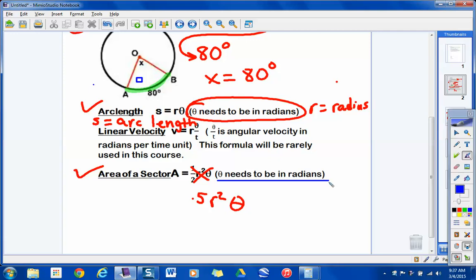Okay. All right, first side notes, any questions? Okay. What's going to be to your advantage here in this section? Angles in radians. Okay, let's jump to the next page here quickly, kiddos.